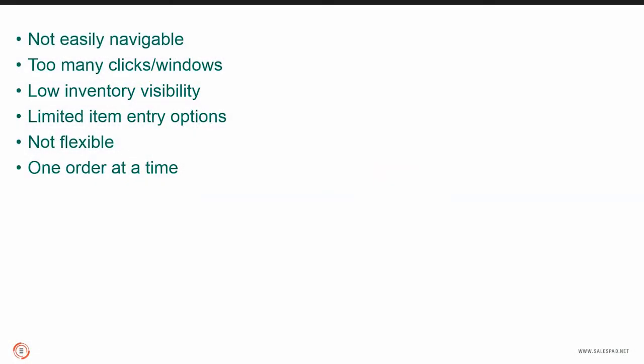Also, low inventory visibility is a common complaint we have with customers using Dynamics GP before they come to SalesPad. So a customer calls you, they want to place an order with you, they want to know how much you have in stock or when you're going to get the next product in. You need to be able to find that on the phone, and that's not always the easiest thing to do with Dynamics GP.